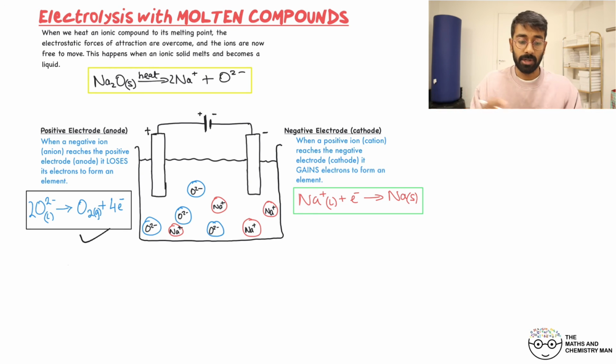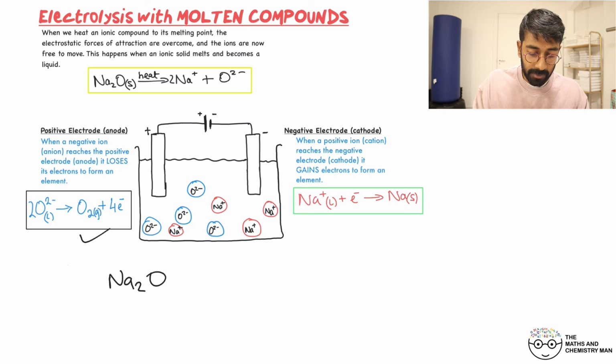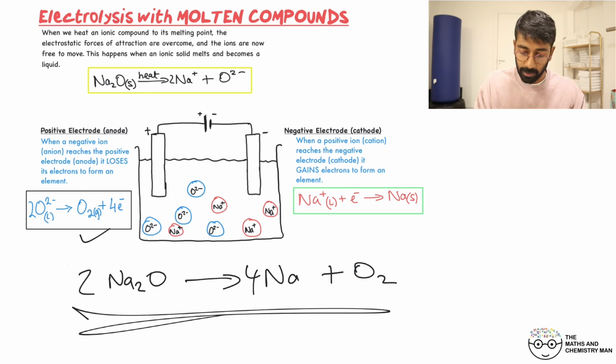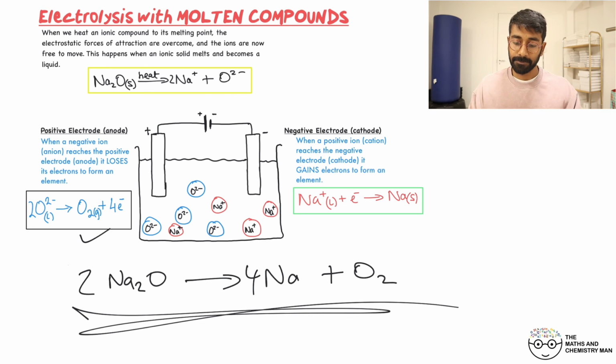And what do we have going on overall? Well, we've got your sodium oxide that we started with. What did we turn it into? We turned it into sodium and oxygen gas. You can go and balance this up if you need to. So we'll put a big 2 in front of this, and then we need a 4 in front of that one there. And that should be it.